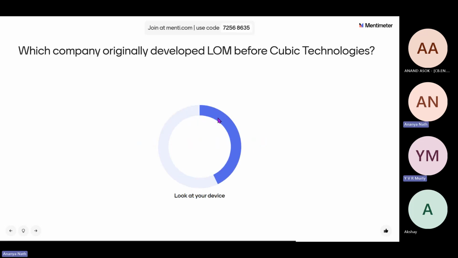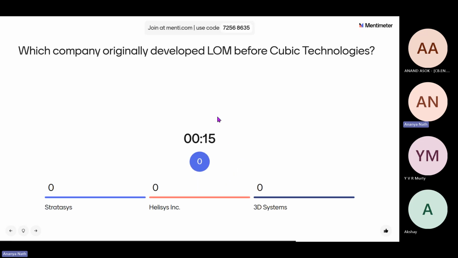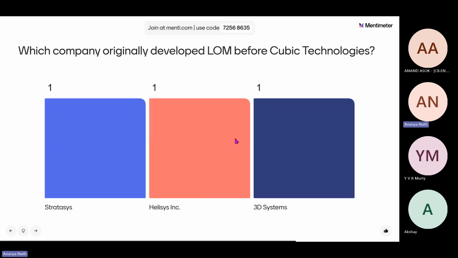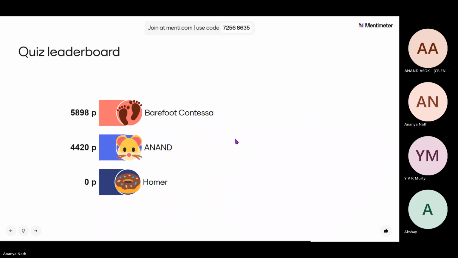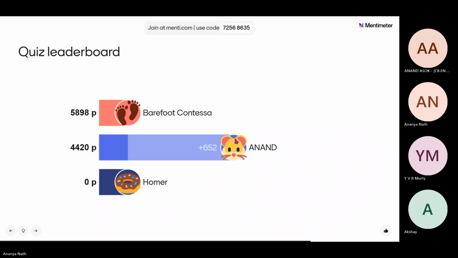Which company originally developed LOM before cubic technology? I have a doubt. So Stratasys is used for FDM, 3D Systems is with the VAT photopolymerization. So only one option left. Yeah, it is incorrect. Helisys.